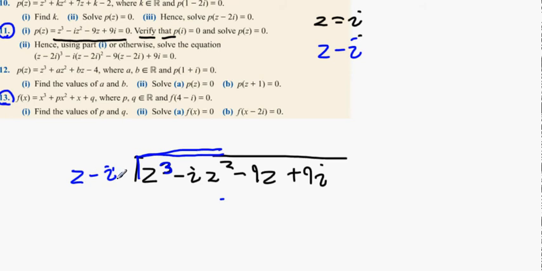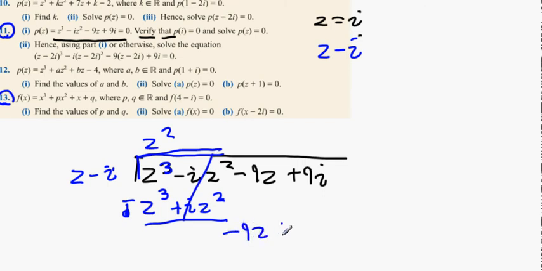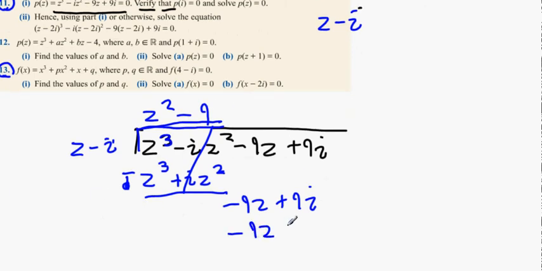Okay, so what we need to do here is divide in by z minus i. It's going to go z squared times, so it's going to be z cubed minus iz squared, which oddly enough goes plus, minus, and then that turns into a plus, that cancels, and then we get minus 9z plus 9i, and that will go in minus 9 times. Okay, and then we get minus 9z plus 9i, and then we take that away, so it turns to plus, that turns into minus, and we get 0.